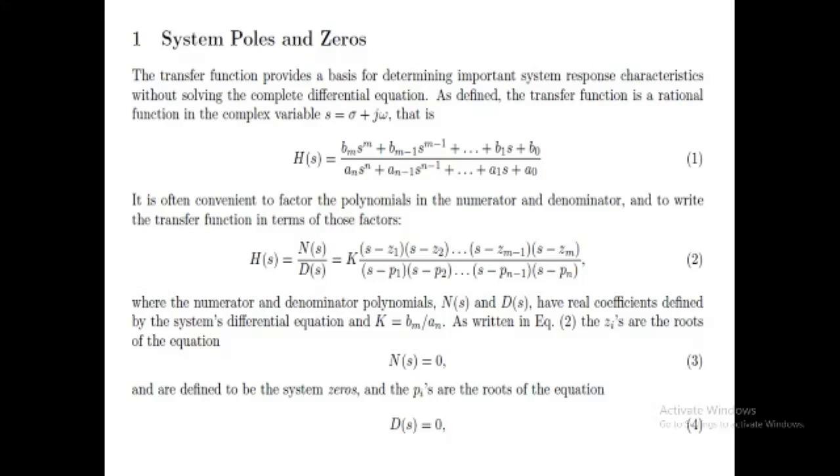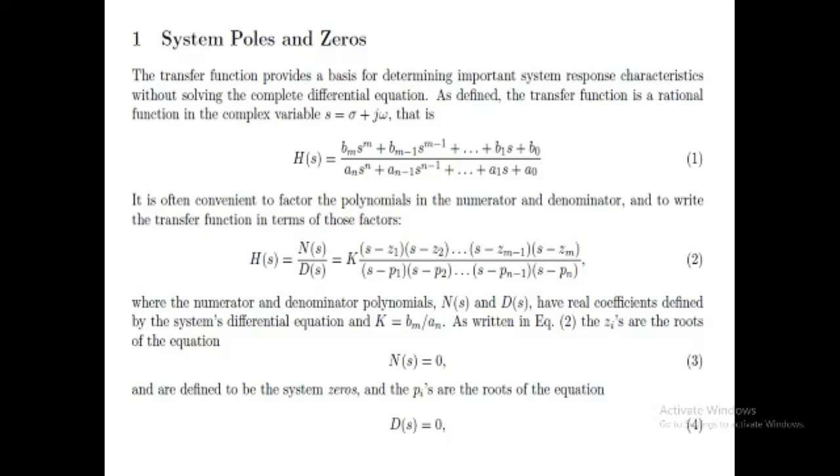It is often convenient to factor the polynomials in the numerator and denominator and to write the transfer function in terms of those factors. So let us consider this H(s) is equal to N(s) upon D(s) is equal to K, and same as above, meaning we factorize the above equation. Moving towards the poles and zeros of a transfer function.